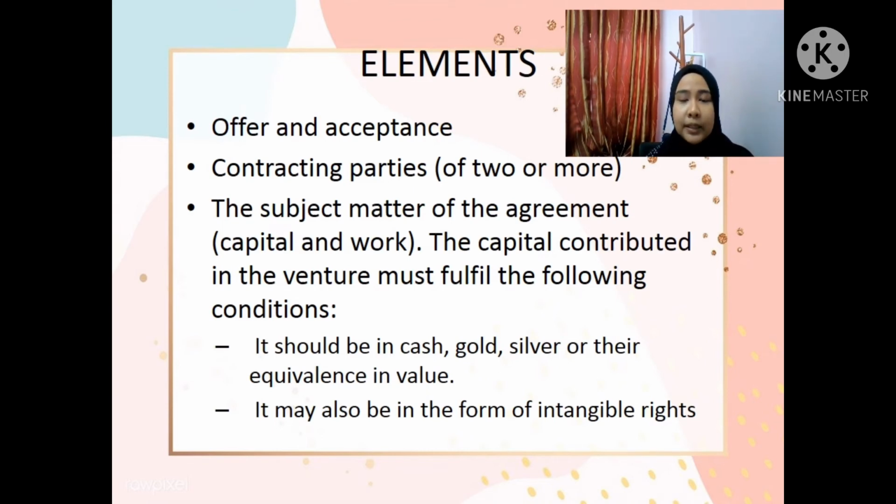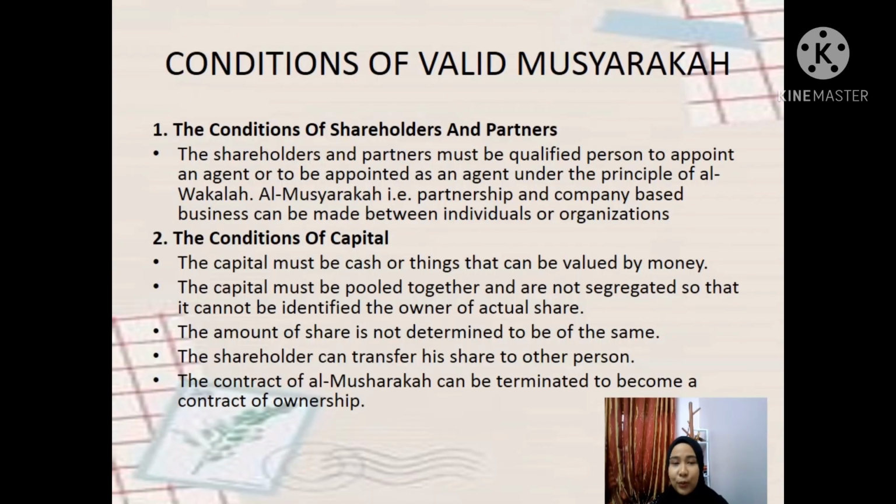For the capital that is contributed in this musyarakah contract, the capital must fulfill the following conditions. The capital that is contributed must be in cash, gold, silver or any equivalent in value. Next, the capital also can be in the form of intangible rights such as trademark and similar rights. Now, let's continue to the conditions of a valid musyarakah.